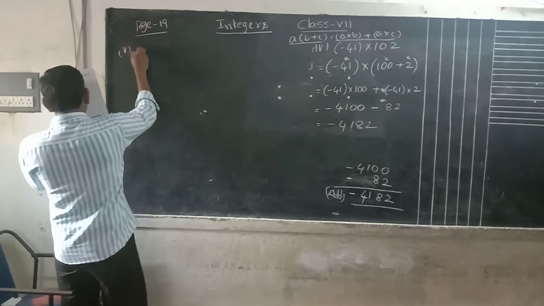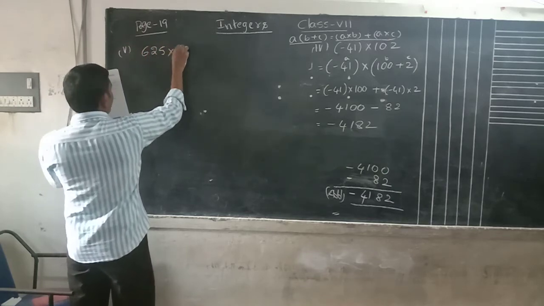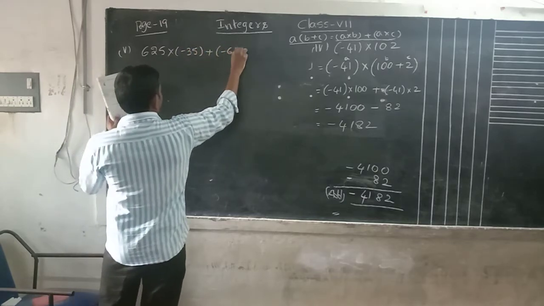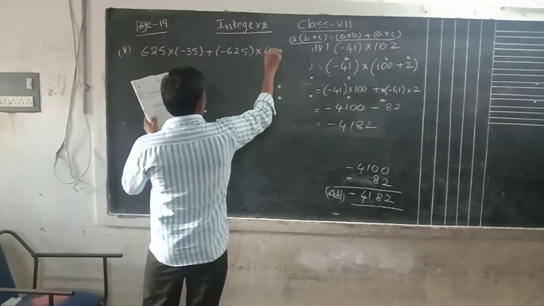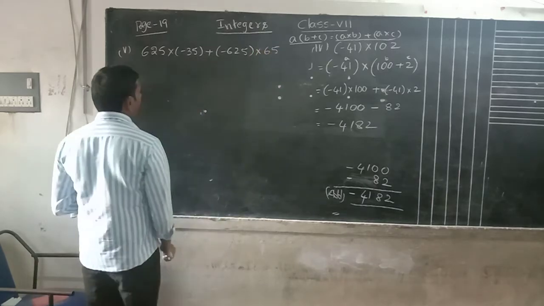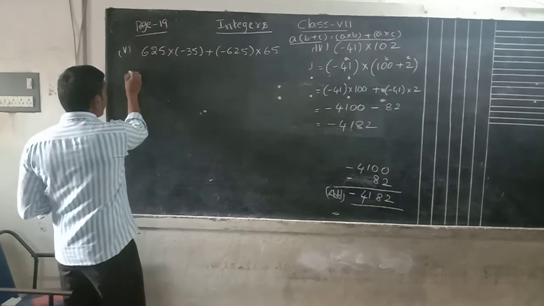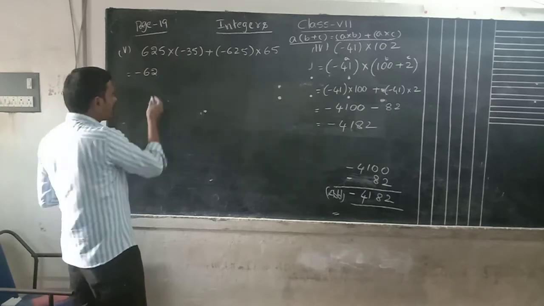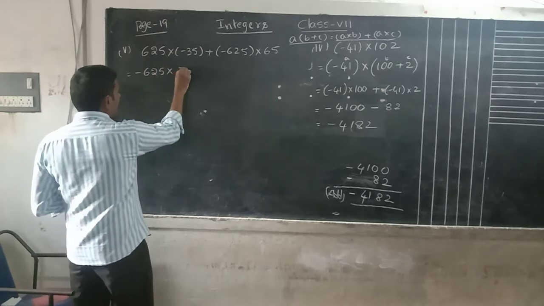Fifth one. 625 multiply minus 35 plus minus 625 multiply 65. Just change the sign here. What can we write here? Minus 625, minus into plus is minus only. Minus 625 multiply 35.